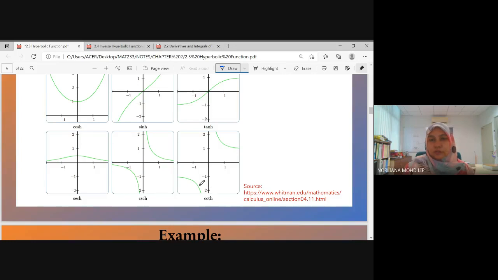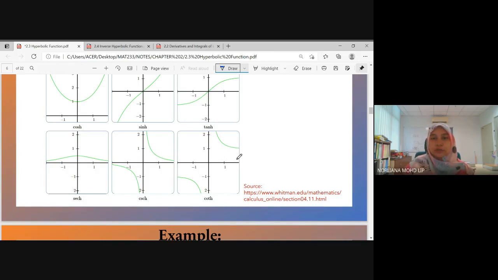Okay, and also from the hyperbolic cotangent, the domain does not touch 1, from 1 until negative infinity, and it does not touch 0, 0 until positive infinity, for the domain.